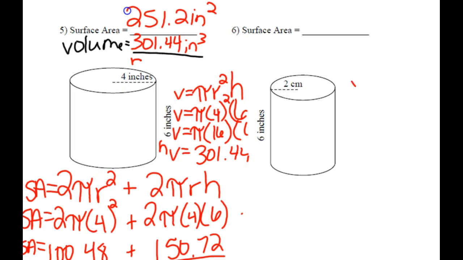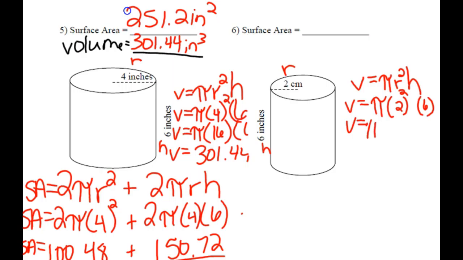So our volume formula equals pi r squared h. Then I plug in my numbers. So I've got pi, and then my radius in this case is 2 and my height is 6. So 2 squared, and we cannot forget to square the radius. So then volume equals pi times 4 times 6, because 2 times 2 is 4.